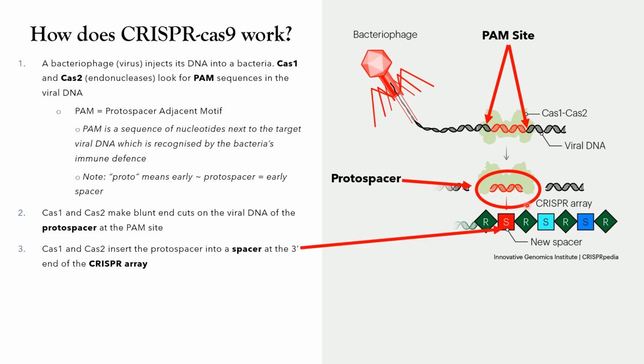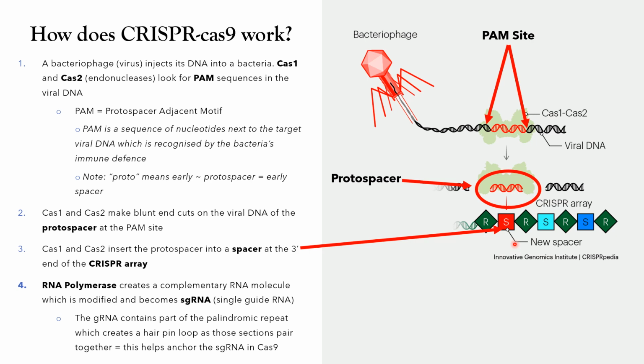Cas1 and Cas2 then insert this protospacer into the 3' end of the CRISPR array. So remember that the CRISPR array is a sequence of DNA in the bacteria. And in this sequence of DNA, there are spaces, and we insert the viral DNA into this space, and we call it a spacer. And this is what the bacteria uses to defend itself against the virus.